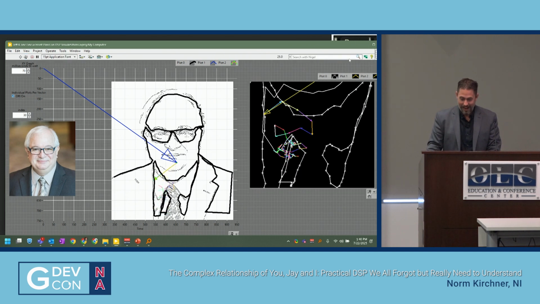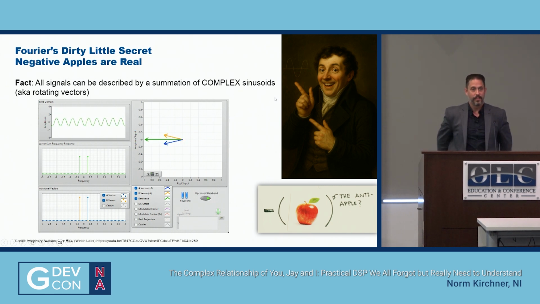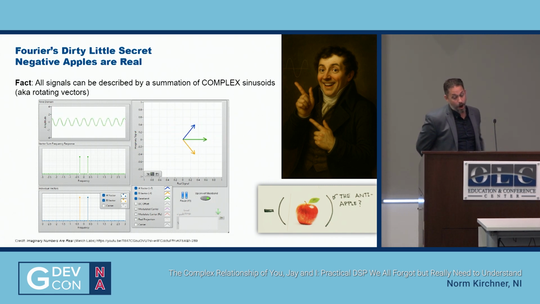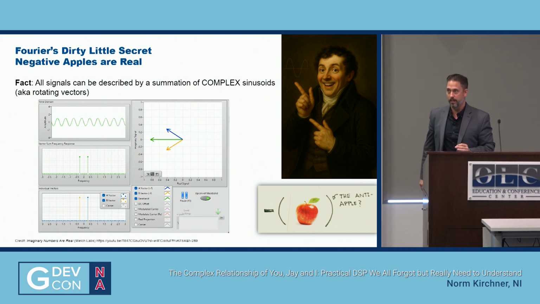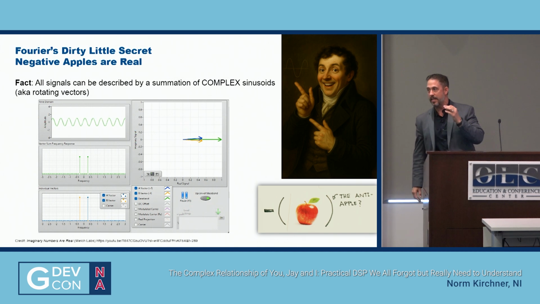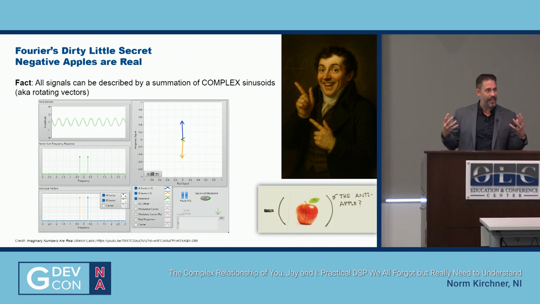I know it's mesmerizing, it's fantastic, but here's the real thing. Fourier's dirty little secret is that all signals can be described as a summation of complex sinusoids. The rotating vector is the complex sinusoid. And if you're still wondering, what's a negative frequency?